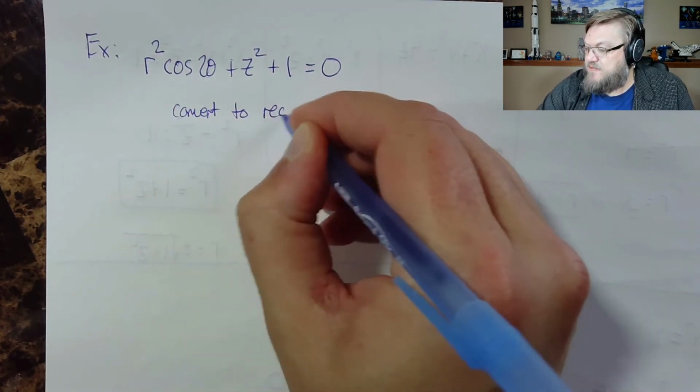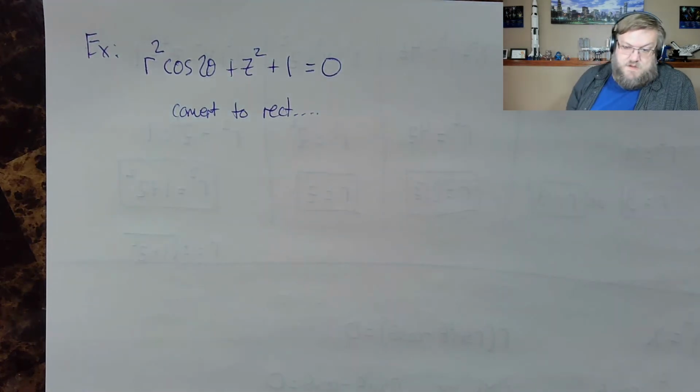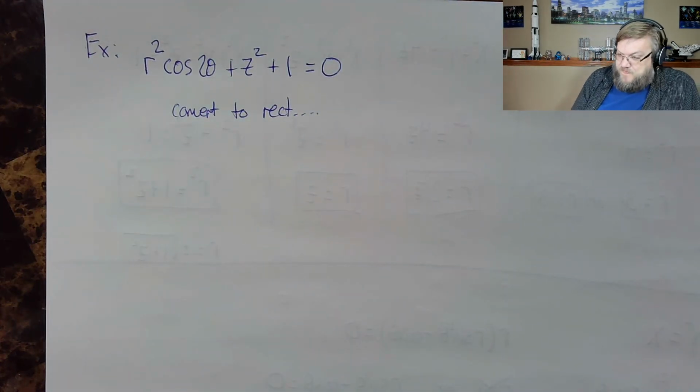Convert to rectangular. Okay. The first thing I notice on this problem is the double angle. The double angle, right? And so cosine of 2 theta, I want to replace that most likely with an identity. Now, which identity? Because cosine of 2 theta is the one that has multiple possibilities for the identity, okay?